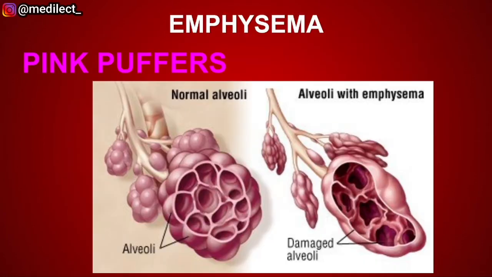Now next is emphysema. The patients suffering from emphysema are known as pink puffers. Why? Because they have difficulty in catching their breath, and because of this their faces turn red while gasping for air, and that's why they are known as pink puffers. Well, if you remember, the chronic bronchitis patients are known as blue bloaters, while emphysema, pink puffers. Now what happens in emphysema?